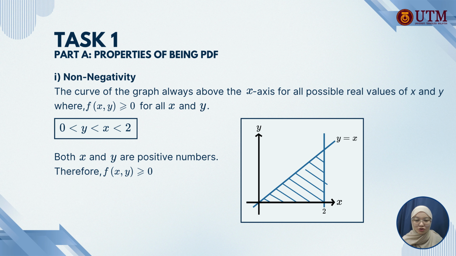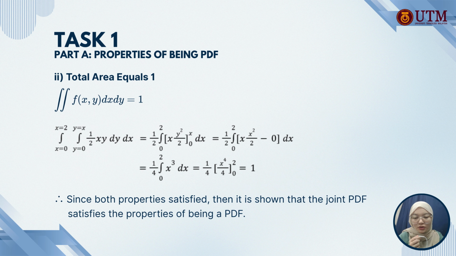Part A asks to show that the joint PDF satisfies the properties of being a PDF. First, we check non-negativity. If we sketch the graph, we can see that the graph is lying on quadrant 1, which means all real values of x and y are positive. That means the joint PDF is also positive. Second, we check whether total area equals 1 or not. If we perform double integration by substituting the limit, we can see that the answer will be 1. Therefore, we know that the joint PDF satisfies the properties of being a PDF.